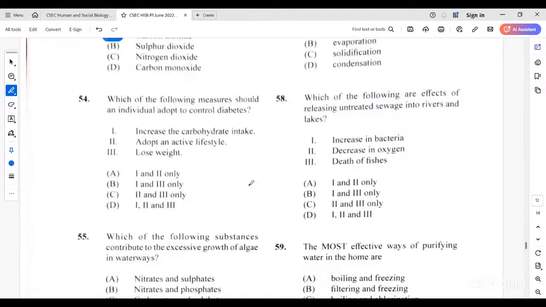Which of the following measures should an individual adopt to control diabetes? So we're just wrapping up section D here. They should increase the carbohydrate intake. That's the opposite of what they should do. Adopt an active lifestyle. Lose weight. They should do 2 and 3, which makes the answer C.